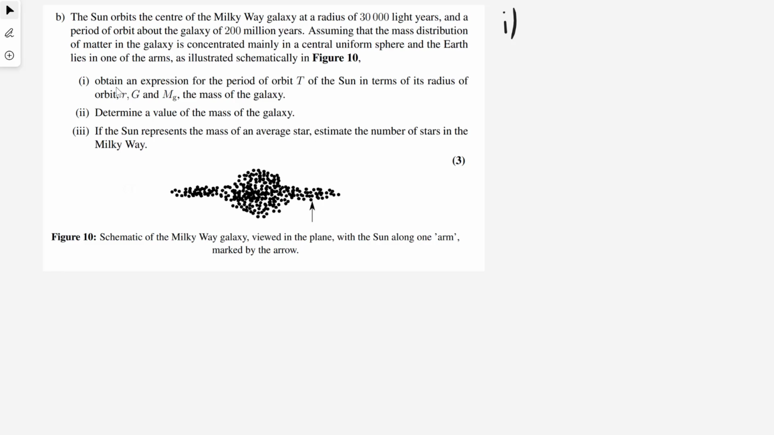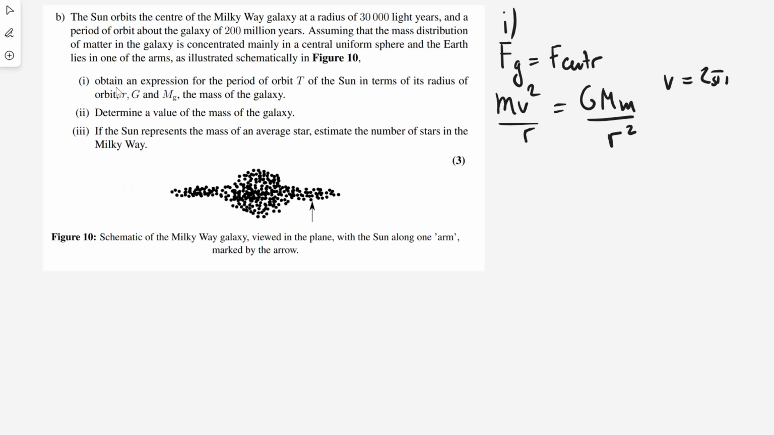We derive Kepler's third law by essentially setting the gravitational force equal to the net resultant centripetal force. Let's call that F centripetal, so mv squared over r, which is our centripetal force, will be equal to GMm over r squared. Now we're also going to use the fact that v is equal to 2 pi r over T, because the Sun will be moving in a circle of radius r.